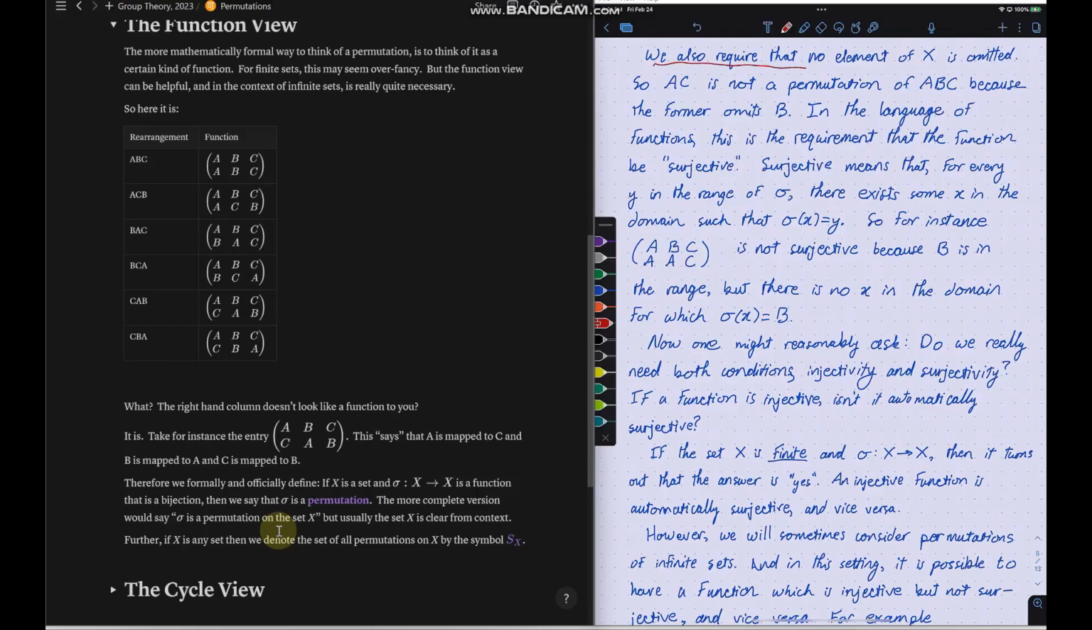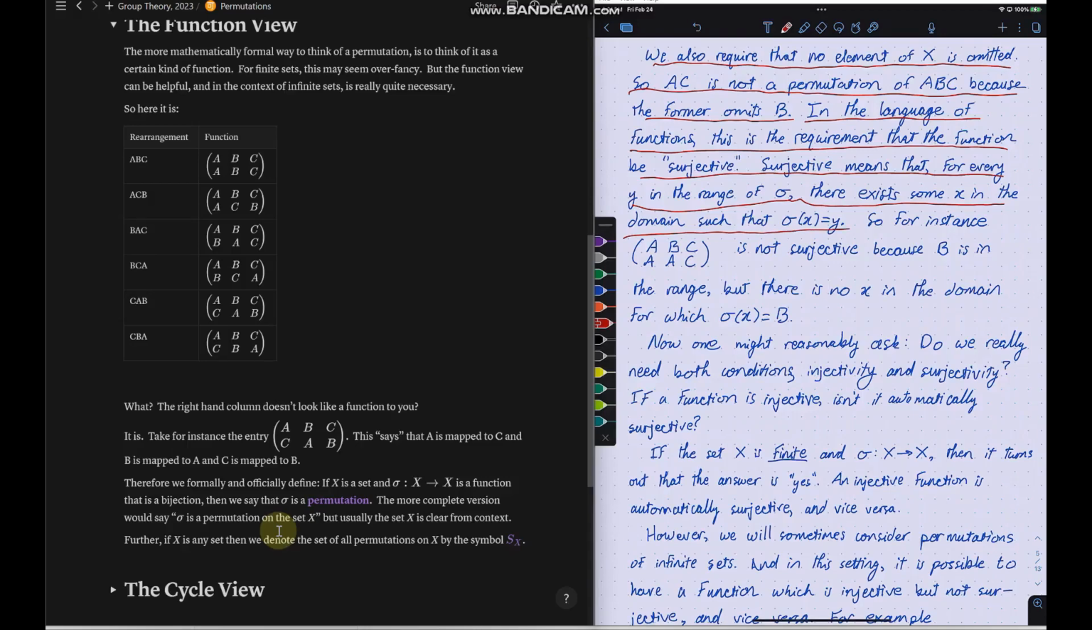We also require that no element of X is omitted. So AC is not a permutation of ABC because the former omits B. In the language of functions, this is the requirement that the function be surjective. Surjective means that for every element Y in the range of sigma, there is some X in the domain such that sigma of X is Y. So for instance, the table with top row ABC and bottom row AAC is not surjective because B is in the range, but there is no X in the domain for which sigma of X is B.